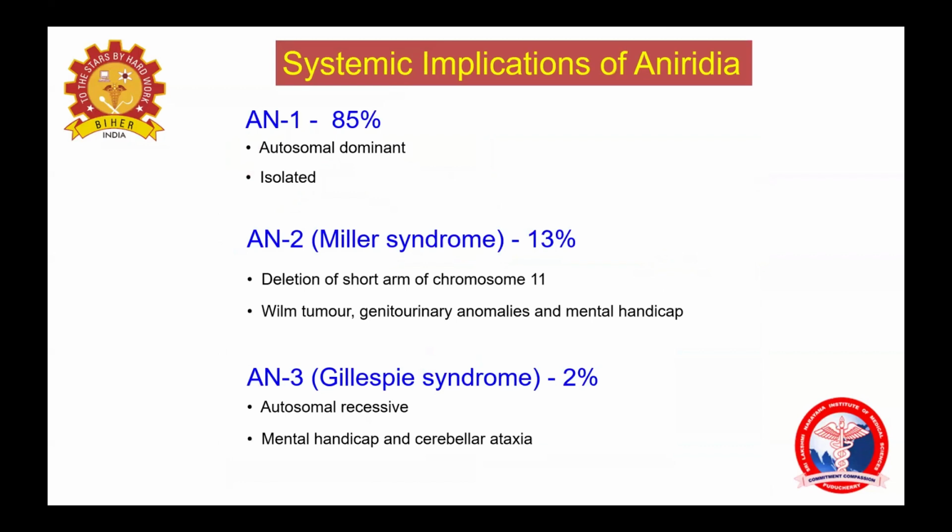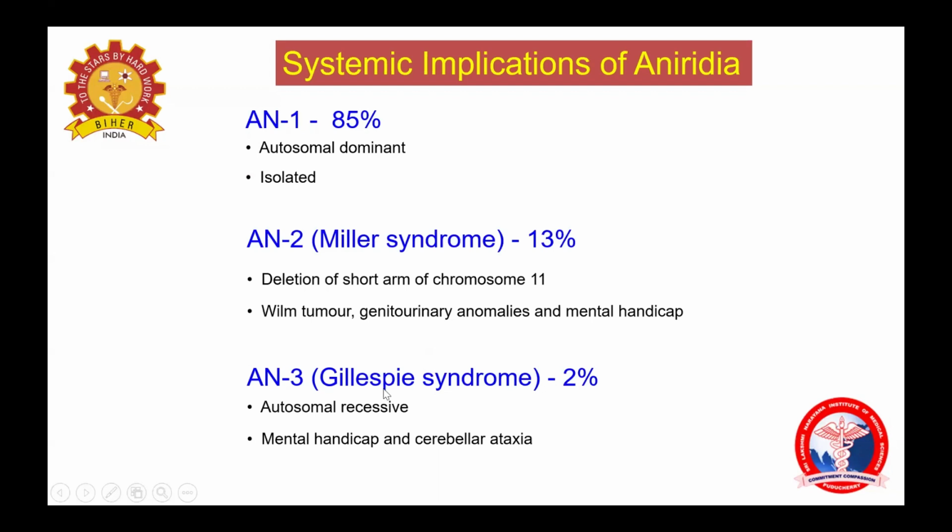So, systemic implications of aniridia. AN1 is autosomal dominant and isolated. AN2, Miller syndrome, is seen in approximately 13% of cases. In this case, there is deletion of the short arm of the 11th chromosome. You could also have Wilms tumor, genitourinary anomalies, and mental handicaps.